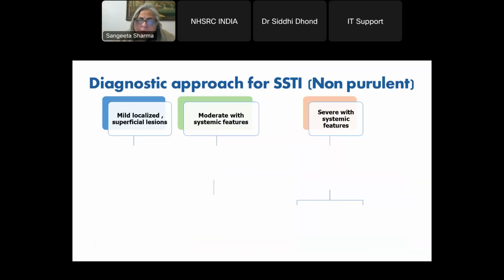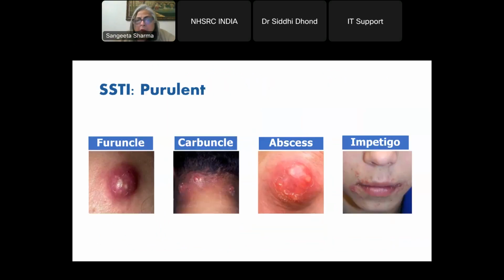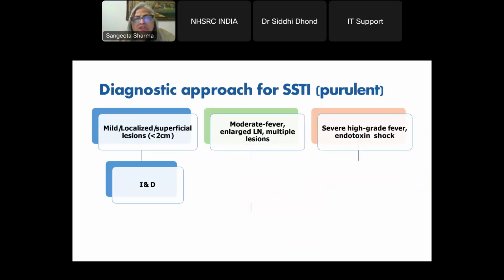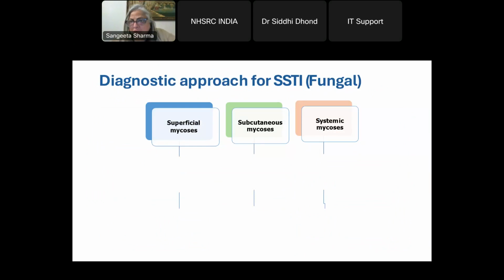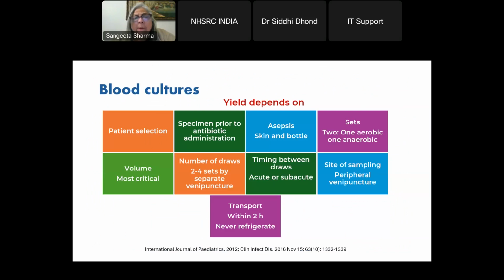Identify whether it is non-purulent or purulent, and if there are no constitutional signs, no fever, no lymphadenopathy, no systemic features, perhaps localized treatment will do. These are the purulent infections. I&D, incision and drainage, and debridement are an important part of it. Blood cultures may be required for some of these infections, as she said. Cellulitis and necrotizing fasciitis can spread very soon and cause damage.